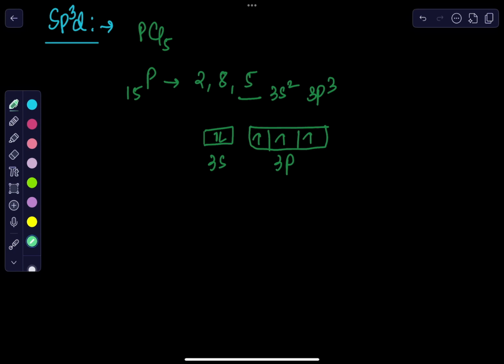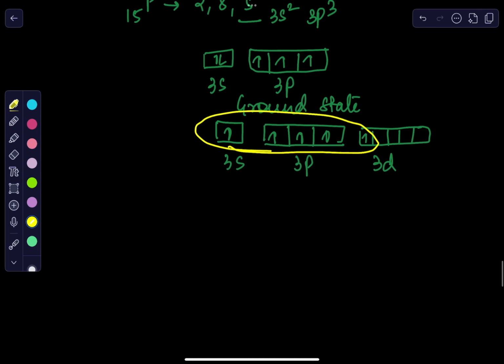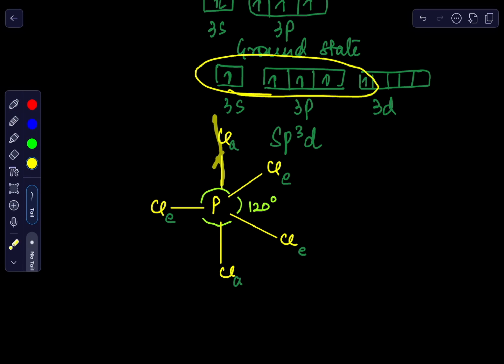So 1 electron from 3s will jump into the next available empty orbital, which is 3d. So now we have 5 unpaired electrons present in 3s, 3p and 3d orbitals. So all these 5 orbitals will hybridize together and will form 5 new hybrid orbitals. 3 of them will lie at an angle of 120 degree to each other and are known as equatorial positions, and the rest 2 will occupy the axial positions, which are at 90 degree.